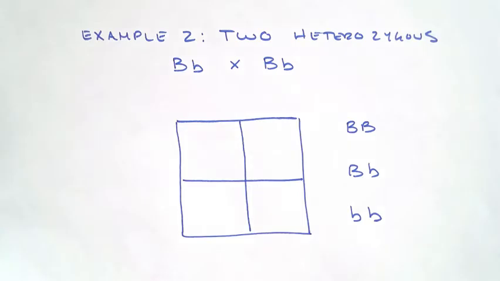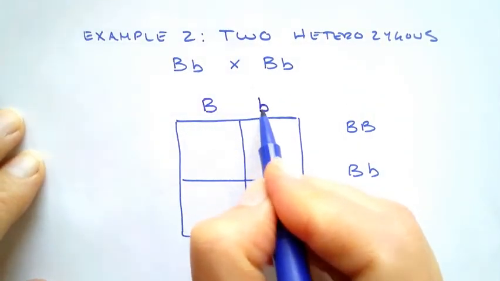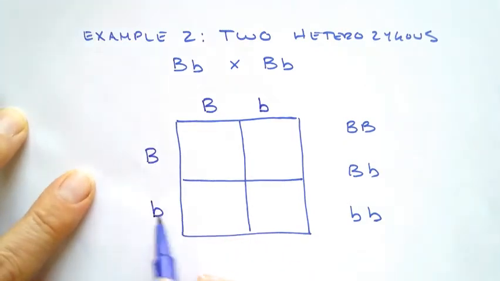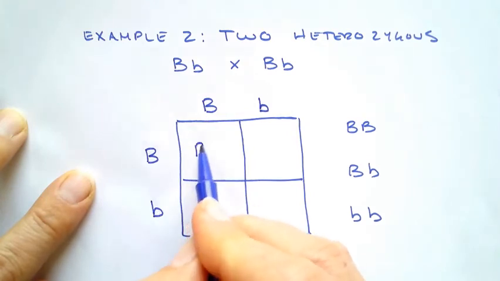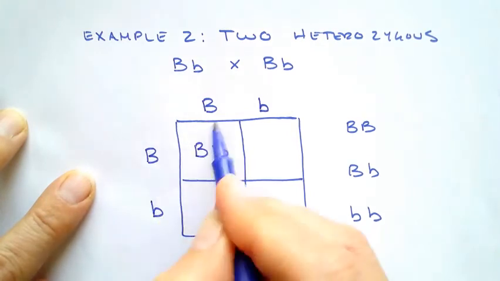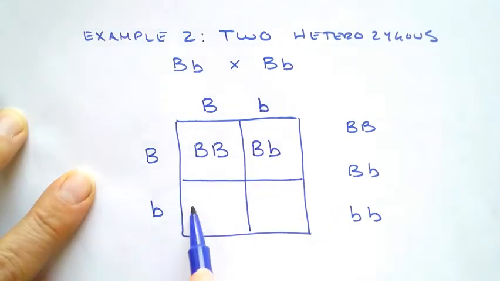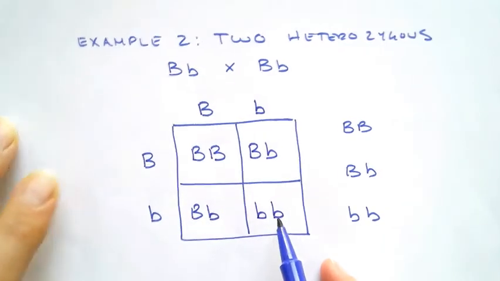Here's another example. Let's cross 2 heterozygous parents. Again, one parent goes on the horizontal axis, the other parent goes on the vertical axis. Remember, the dominant trait always comes first. In this case, they are both dominant. Big B, little b, big B, little b, little b, little b.